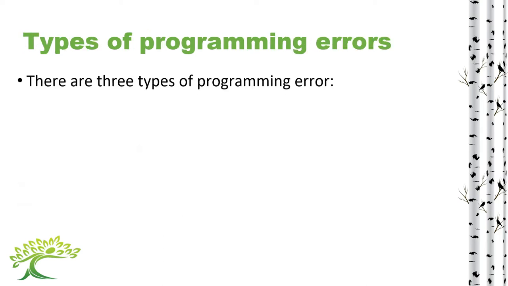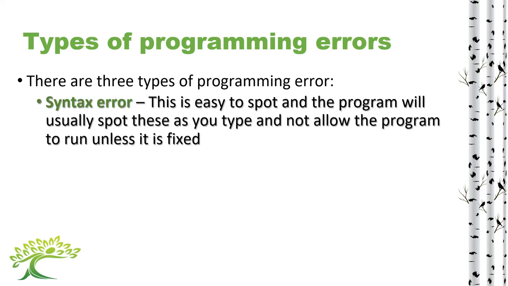Now, when you're programming, there are three types of errors that you might get. First of all, we get syntax errors, and they're usually pretty easy to spot because you've broken the rules of the language, so the code you've written is invalid. The programming environment will tell you there's an error here, you need to fix it, I don't understand what this means, and it will not allow the program to run until you fix it. So those will be spotted by the software development environment.